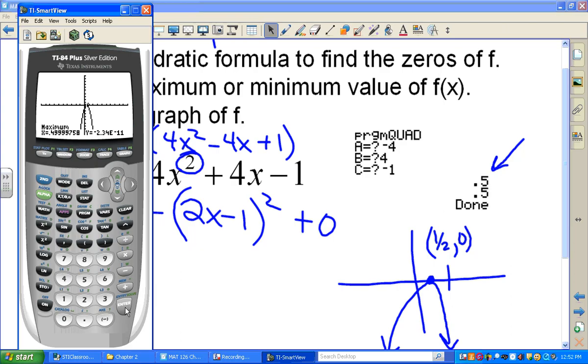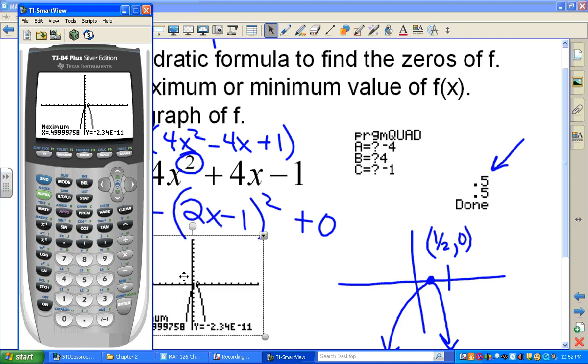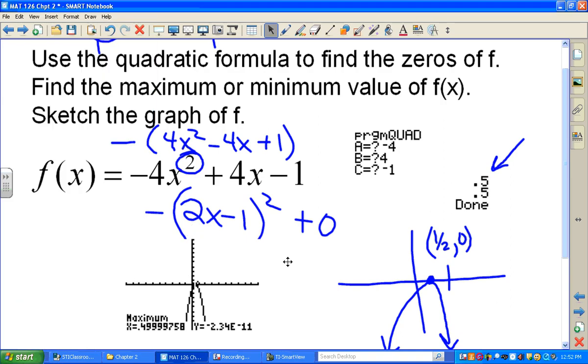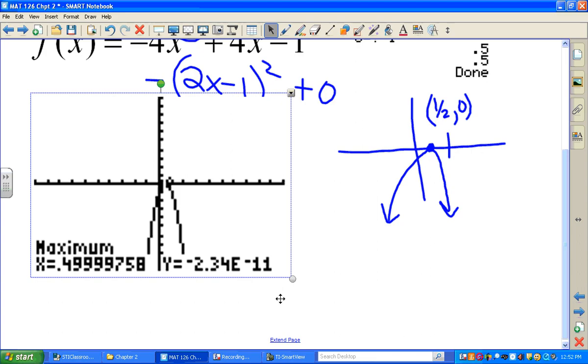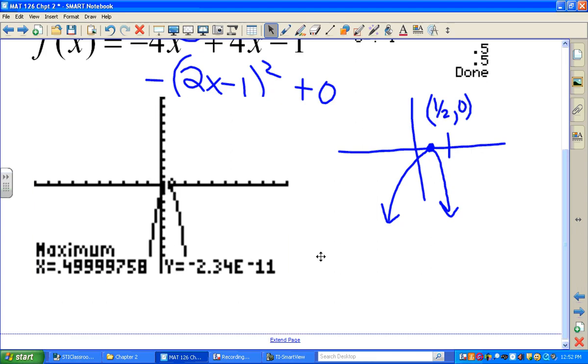What does the Y display mean, though? What is that ugly number? Negative 2.34 e negative 11. What's that? Yeah, negative 2.34 times 10 to the negative 11. How does that correspond with what we know is 1/2 and 0? Does that look even close? Oh, yeah, it does.